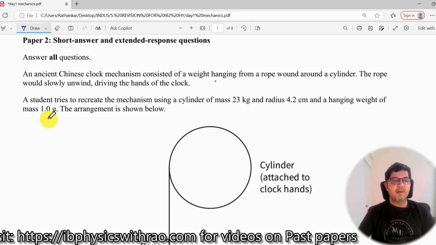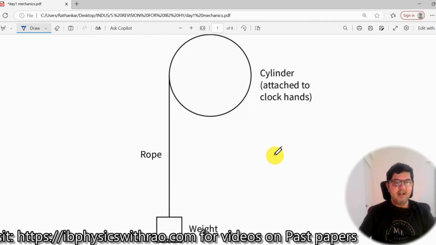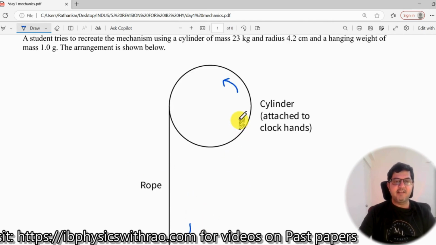Okay, now this is a problem which is based on rotation, and this question states something like an ancient Chinese clock manufacturer. The mechanism consists of a weight hanging from a rope around a cylinder. So I have a cylinder here and I have a rope here. There's a weight over here. What will happen? This weight will now go down, and as a result, this cylinder will start rotating like this. Okay, let us read the full problem.